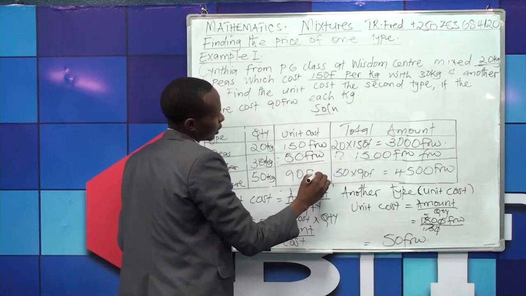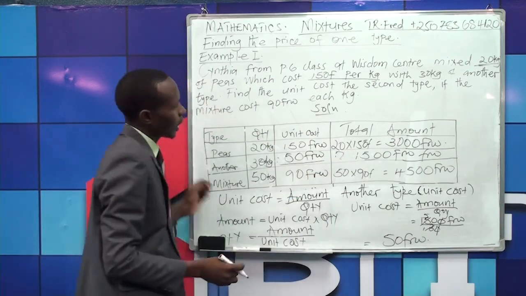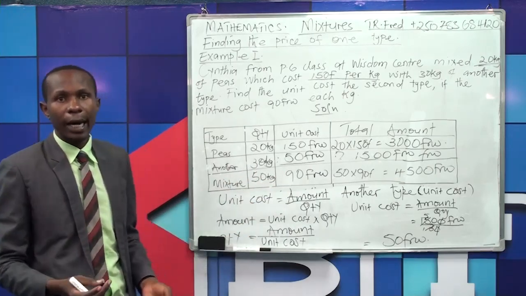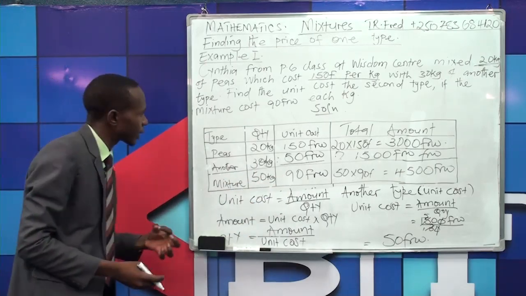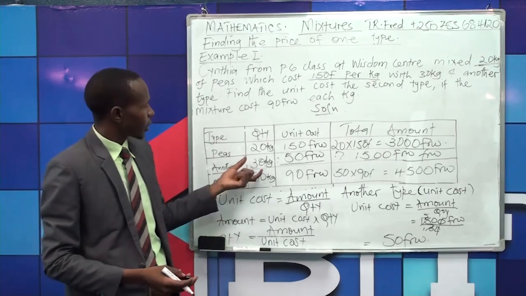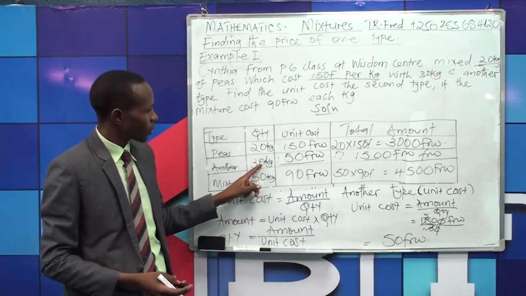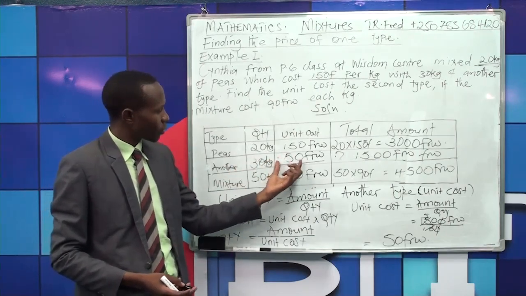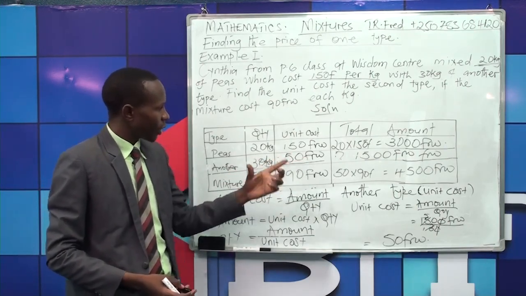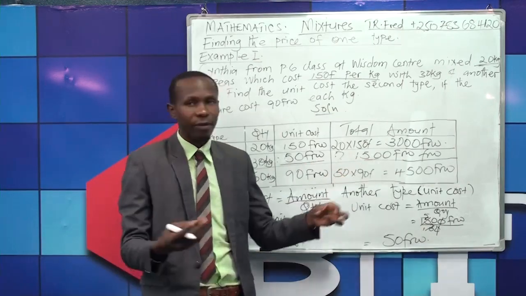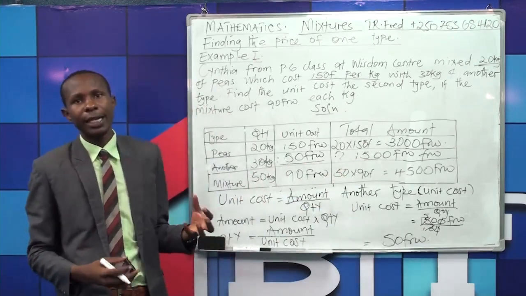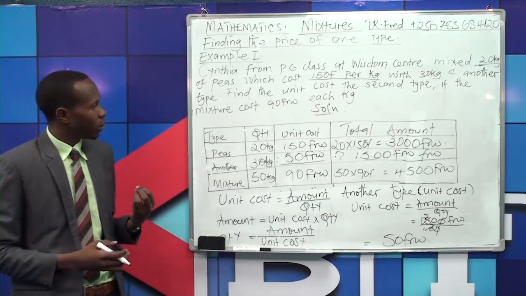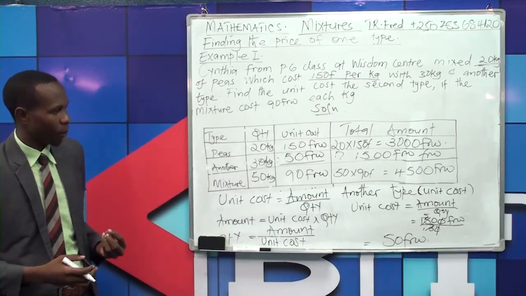50 francs. After writing 50 francs, I'll also first of all go through and see whether my answer is right or not. How can you prove this? Just get your 30 kilograms, multiply it by 50. If 30 times 50 gives us the answer 1,500, then that becomes the exact amount that can be spent on only 1 kilogram of the other type.